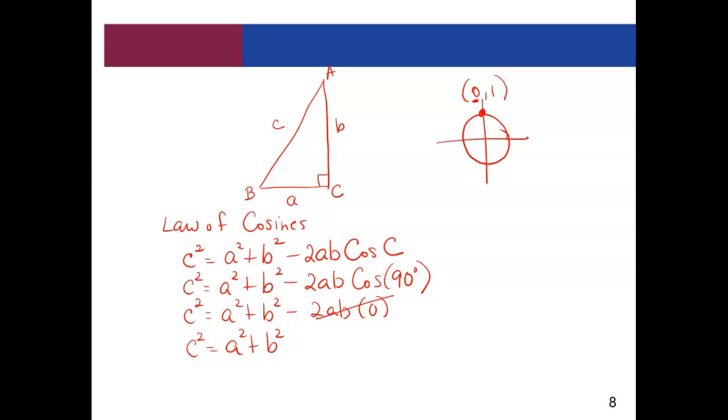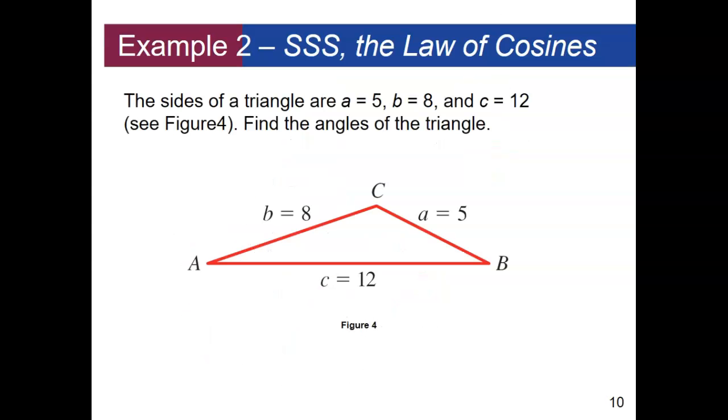Same with law of sines. Law of sines and law of cosines can be used for any triangle, and SOHCAHTOA, with the opposite, adjacent, and hypotenuse, can only be used for right triangles.